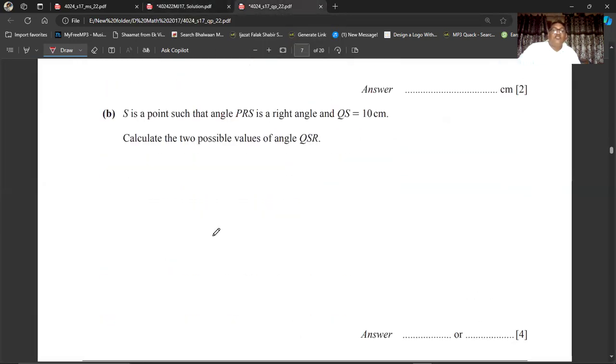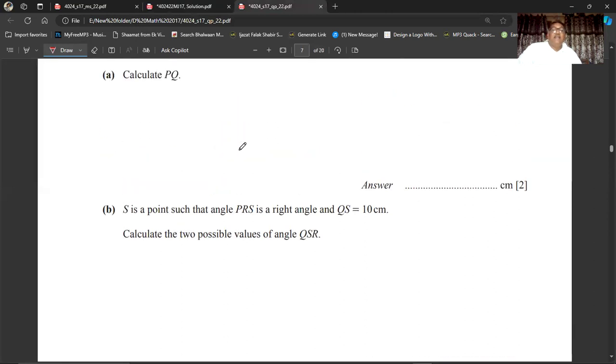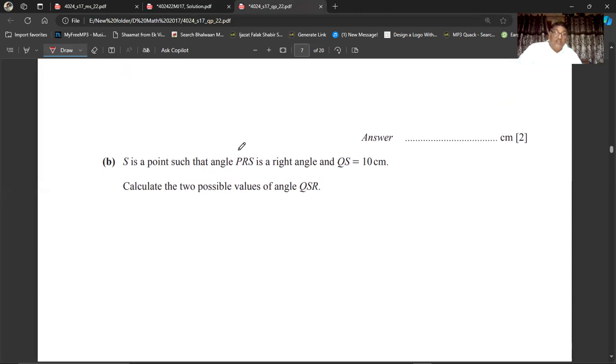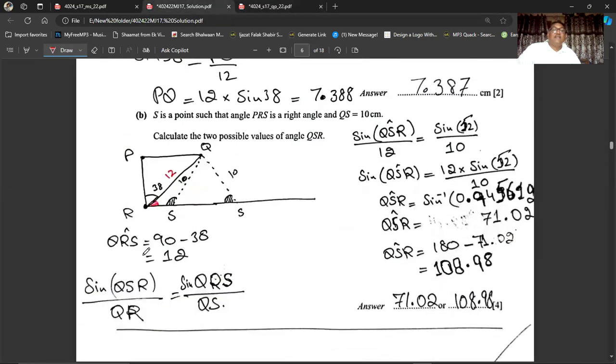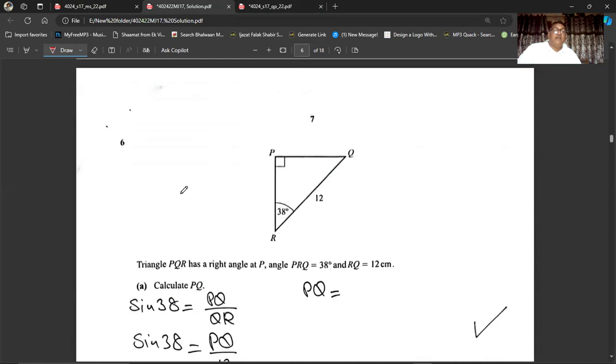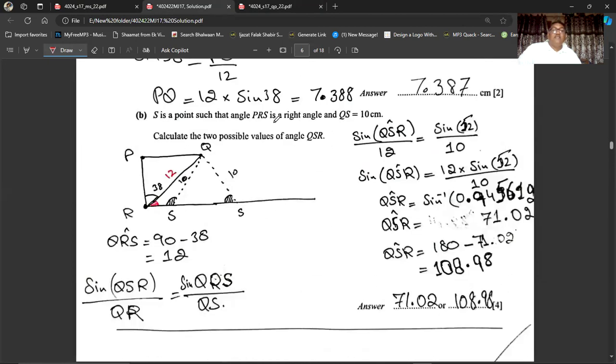So question number 6 is the B part. It says S is a point such that the angle PRS is a right angle and QS is 10 centimeters. Calculate the two possible values of the angle QSR. So basically they are asking about this diagram. They told us this very important thing, that PRS is defined there already, and S is somewhere here because this whole angle is 90.